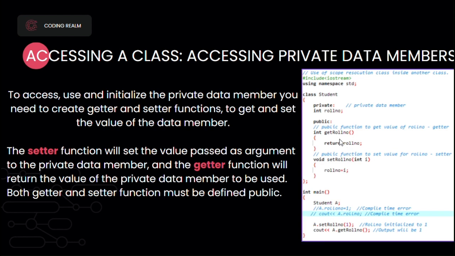Both getter and setter functions must be defined in public. Look here, getter and setter, public. Get roll number is the getter, and we need to return the roll number. And void set roll number equal I. This is how to use get and set in object-oriented programming to access the private data member. And finally, I use a dot set roll, a dot get roll.